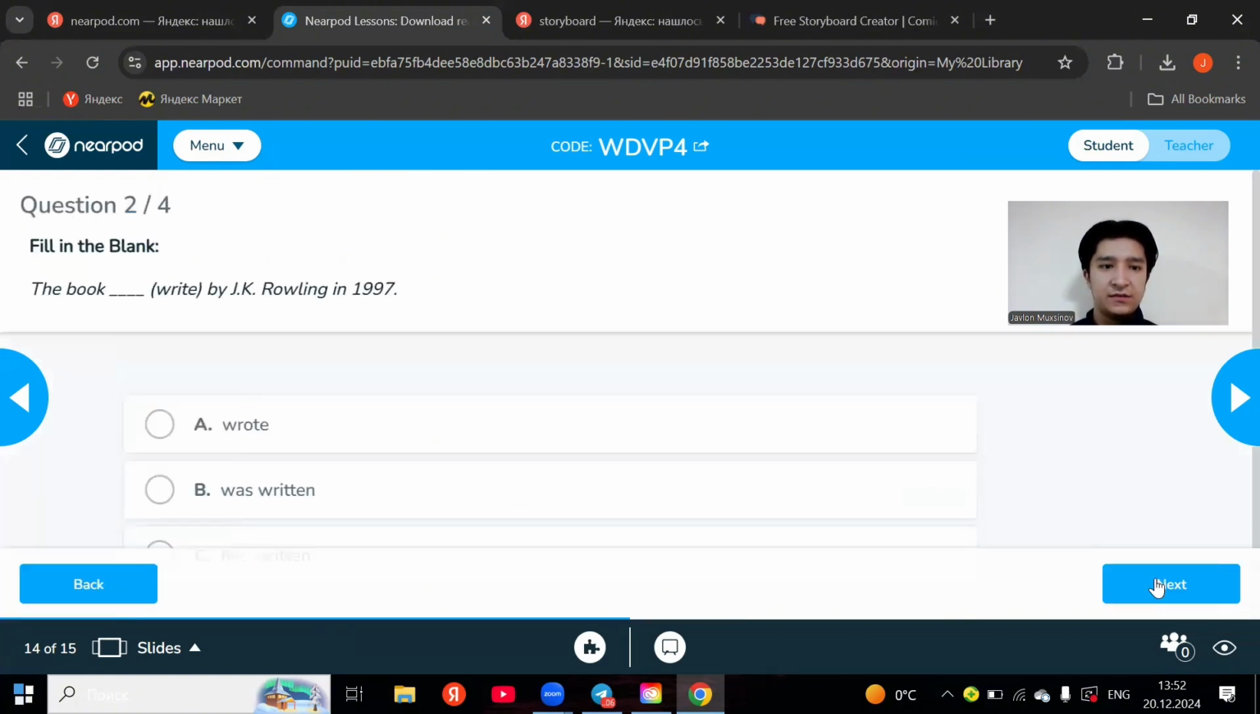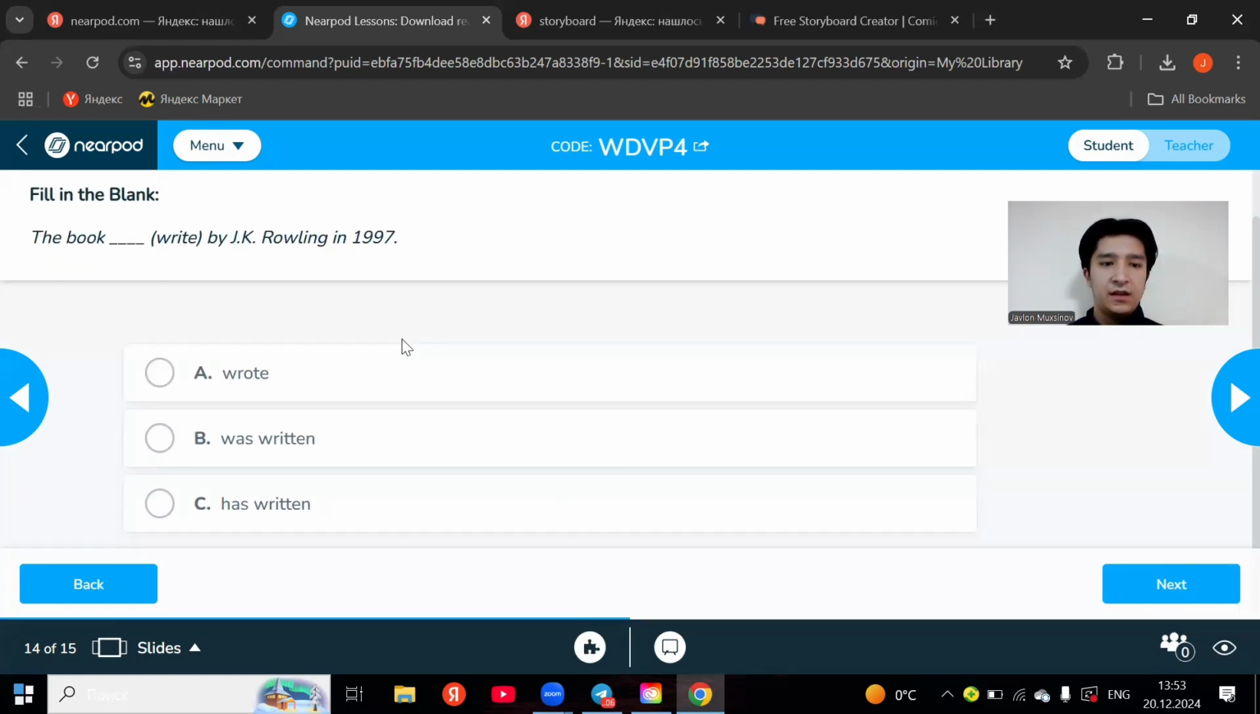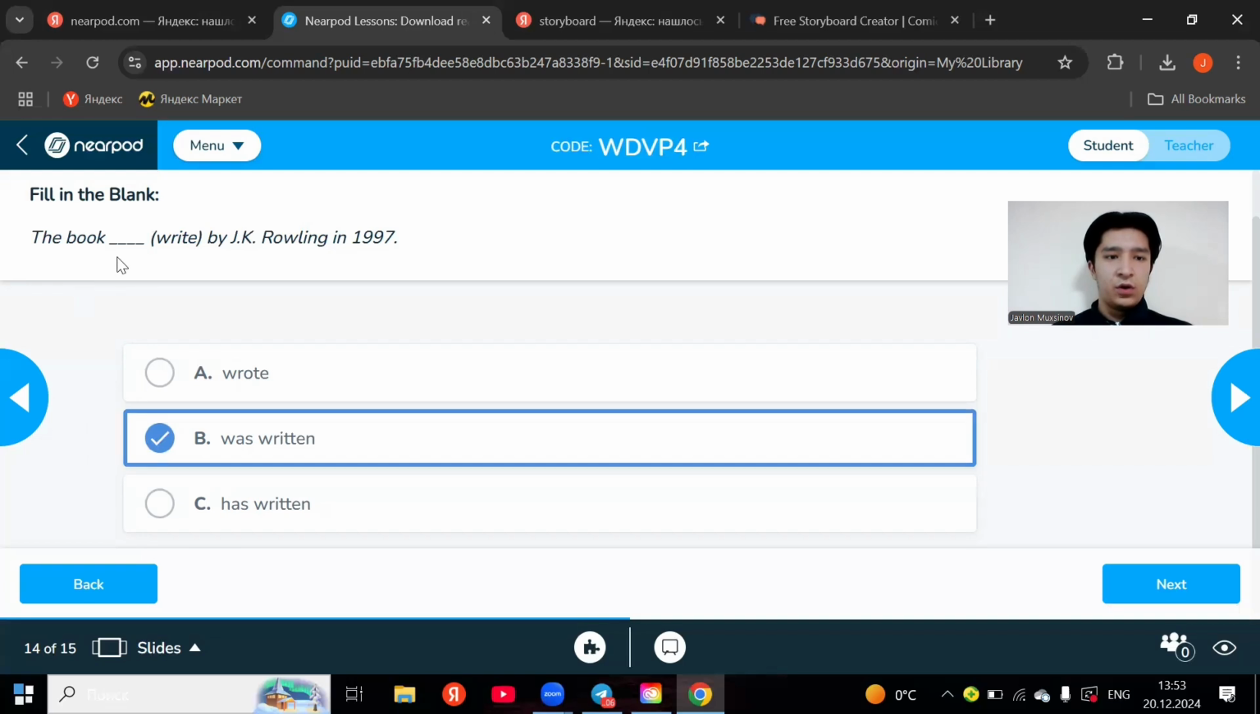The next question, fill in the blank. The book was written by J.K. Rowling in 1997. Variant A is wrote, B is was written, C is has written. You can choose your answer, and then let's check. The correct answer is B. The book was written by J.K. Rowling in 1997.